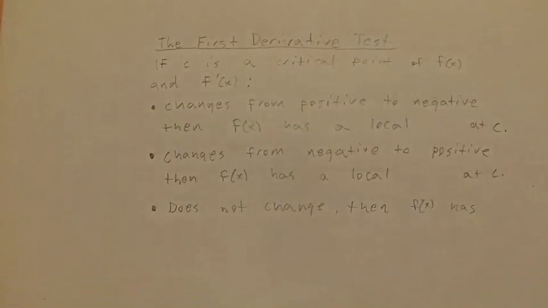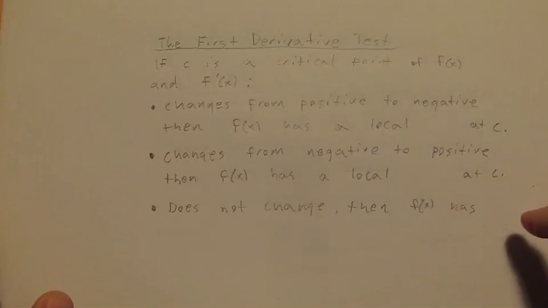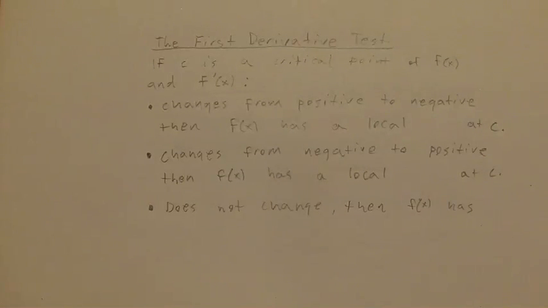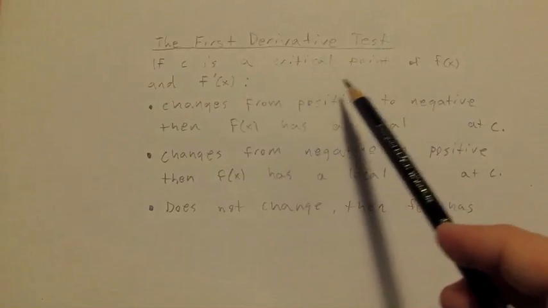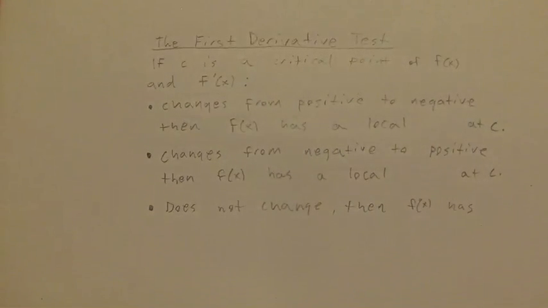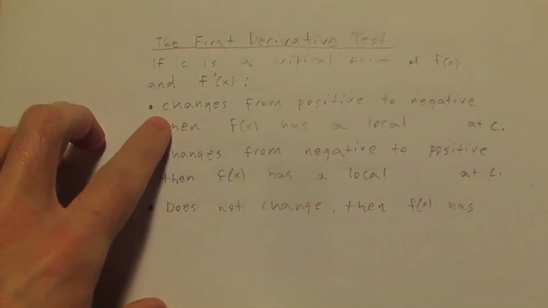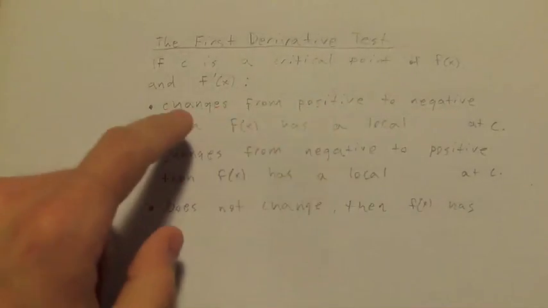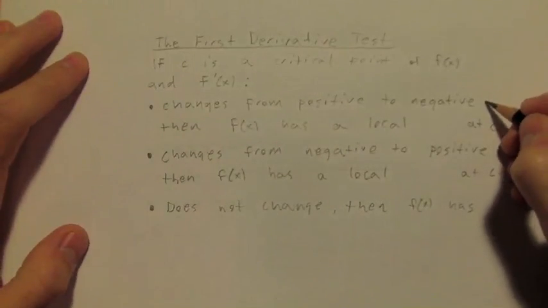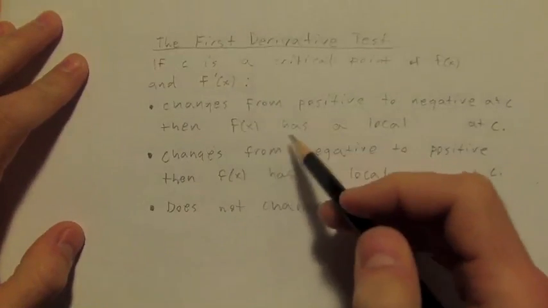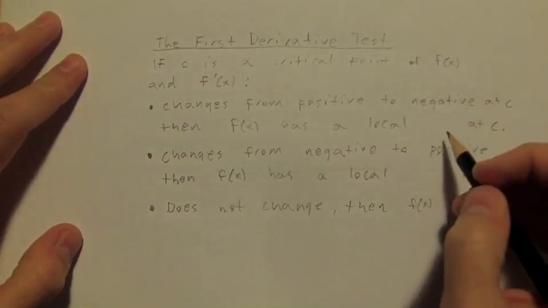Okay, this brings us to what is called the first derivative test. I think it's called that for two reasons. One, it's the first test that you learn. And two, it's a test that uses the first derivative. So here's how it works. If C is a critical point of f of x, and again, this is a way to check or analyze critical points, and if f prime of x changes from positive to negative at C, then f of x is going to have a local max at C.